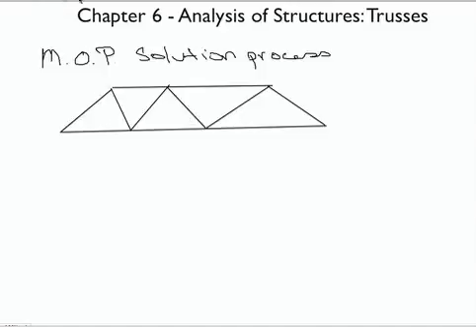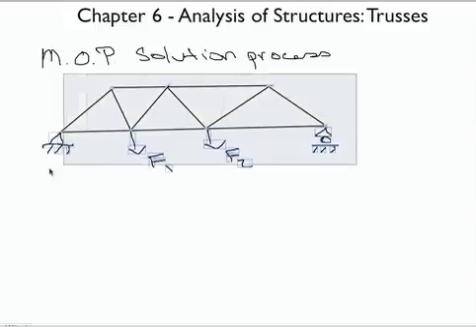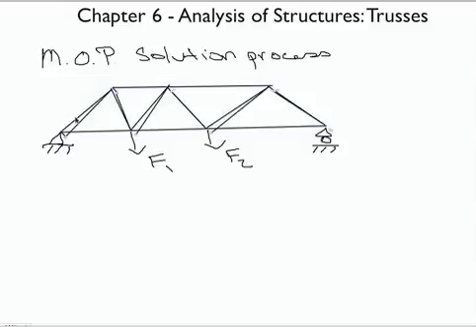So the first step is global equilibrium. We've got a truss that's got a couple of supports, and then let's say it has some loading on it, F1, F2. Could be a distributed load, could be a whole bunch of other stuff, but we'll just keep it to a couple of concentrated forces to begin with. So the first thing we want to do is draw the global free body diagram of this thing.